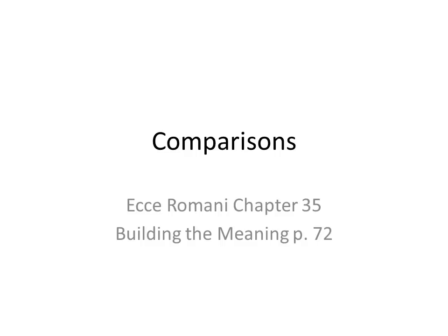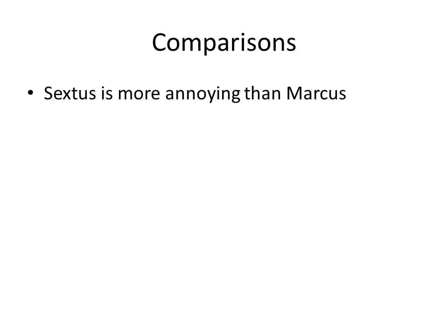Our first video for Chapter 35 in Ecce Romani covers the Building the Meaning on page 72, and we're going to talk about comparisons. So we're going to build on what we did in Chapter 34. Here's a sentence: Sextus is more annoying than Marcus.